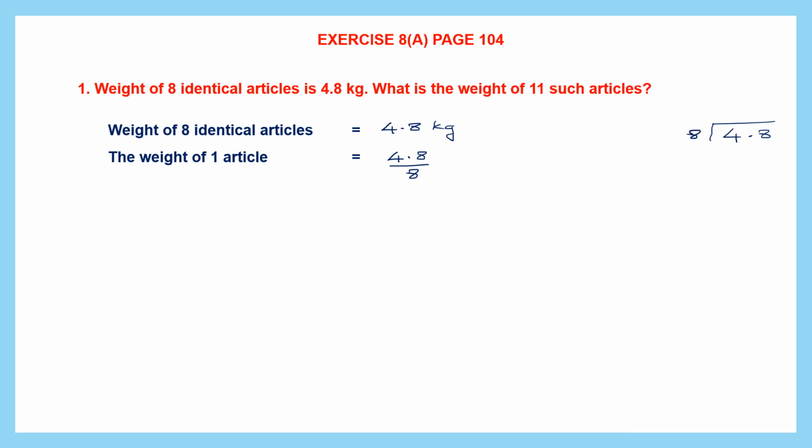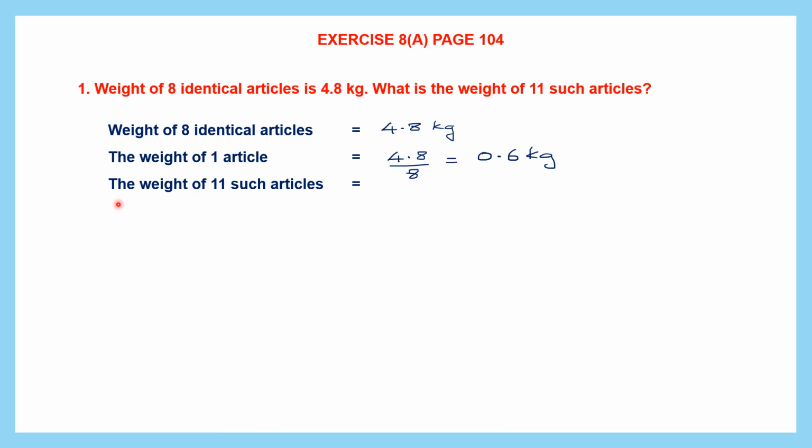The first digit is 4, it's small, so we put a 0 and carry that point up. Now we read this number as 48. 8 sixes are 48. So minus, now we have found our answer. We have found the weight of 1 article to be 0.6 kg. So now that we know the weight of 1 article, we can find the weight of 11, isn't it? So the weight of 11 such articles will be, now here we are going to find the weight of 11. So 1 article weighs 0.6 kg. So 11 will weigh more, isn't it?